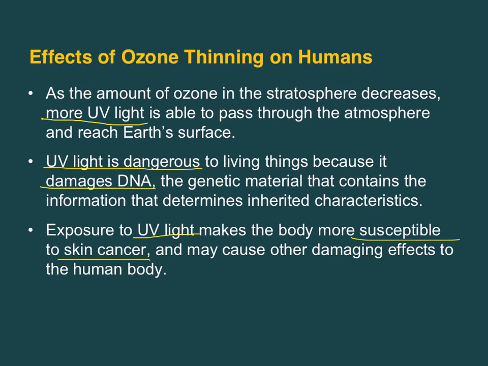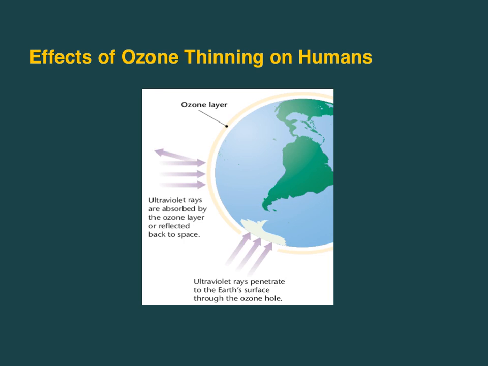And the natural sunscreen that's out there is the ozone layer. So here we got a little graphic. Normally, UV rays come and bounce off the ozone layer, go back into space. But when there's a hole, they pass through the hole and go into Antarctica, or into the surface, and they can bounce around the surface.